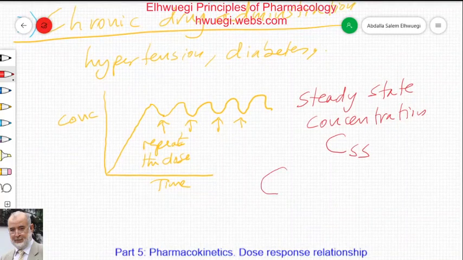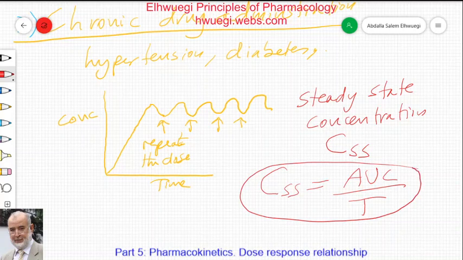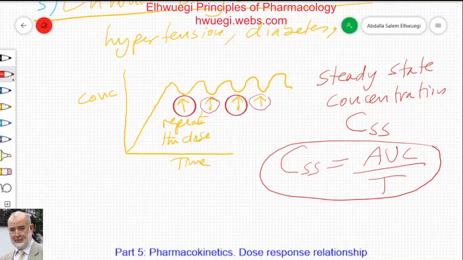There is a very famous equation which they use to calculate the steady state concentration, okay, which equals the area under the curve divided by t, time. The frequency of the repeated administration will depend on the half-life time of the drug.